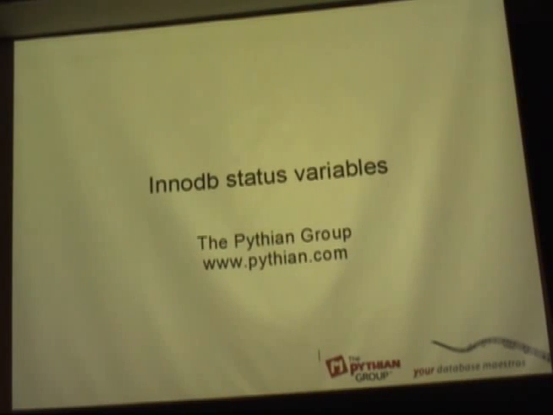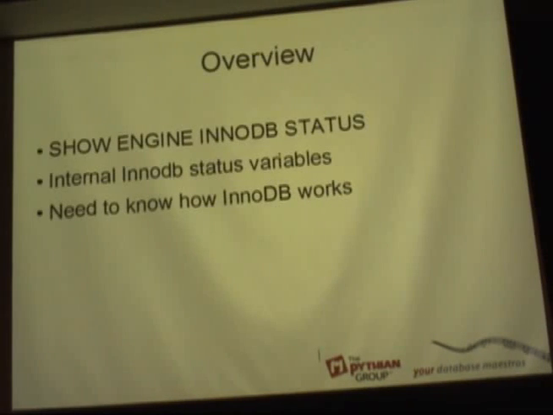Show Engine InnoDB status. So the overview is basically Show Engine InnoDB status. We're going to go over it. Basically, it shows you the internal InnoDB status variables. We wish that you could just see it in the output of Show Global Status, but unfortunately you can't. You can see some of them in that, but not everything. And in order to get the most value, you need to know how InnoDB works. So as we go through this, I'm going to be explaining how InnoDB works on a more internals kind of level.